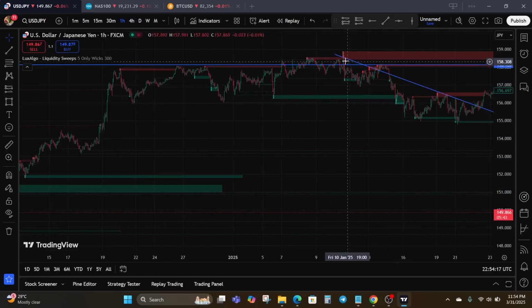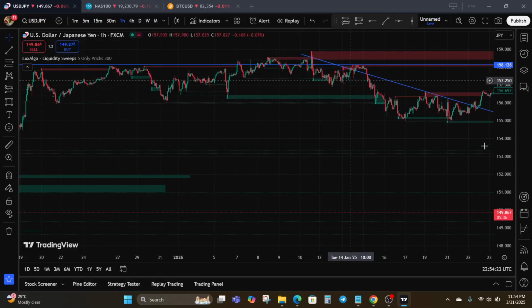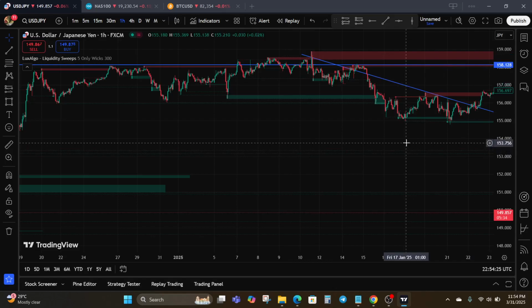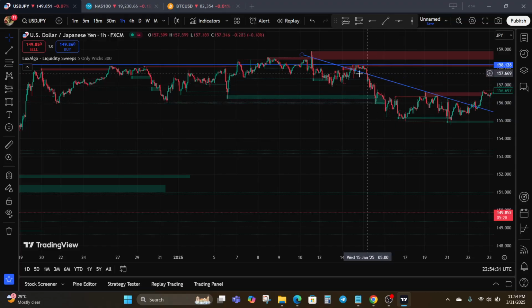So those that entered a sell and maybe set their stop loss around here would have gotten stopped out, only for the markets to reverse back in their direction. So it's quite a sad situation, right? These liquidity grabs are key moments in the market, and identifying them can help you avoid stop hunts and catch real institutional moves.